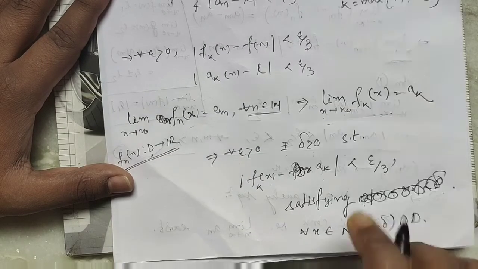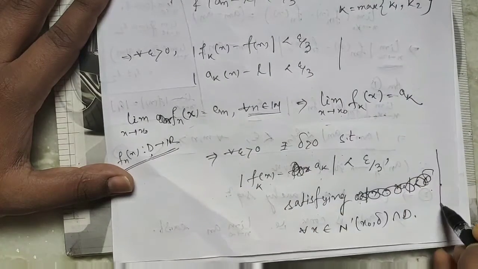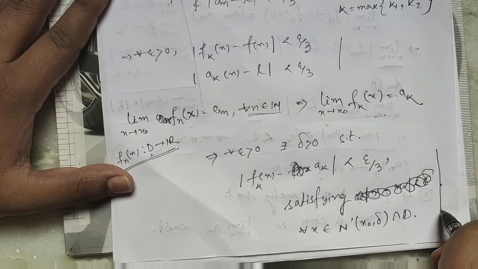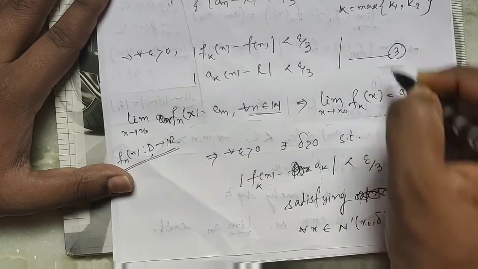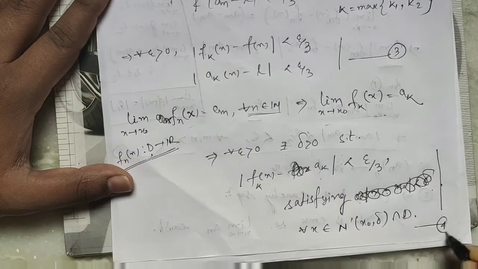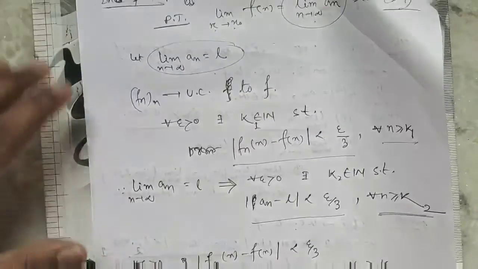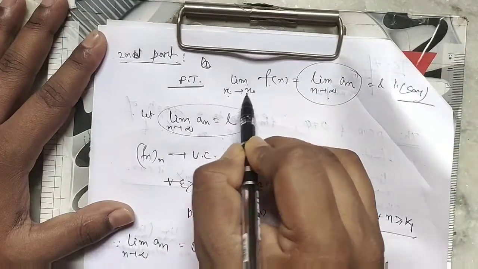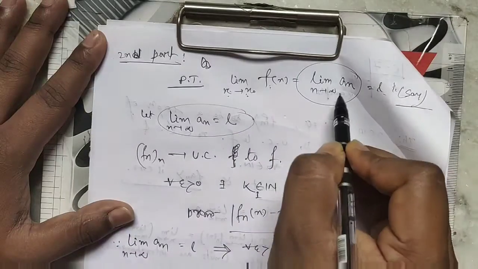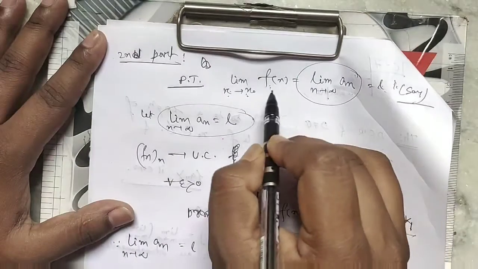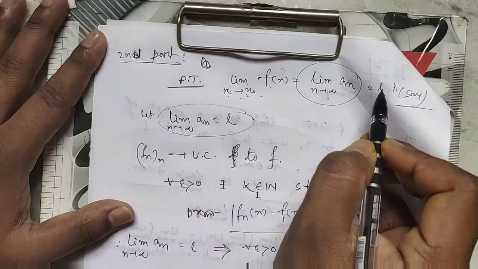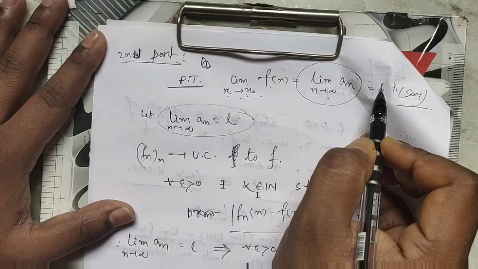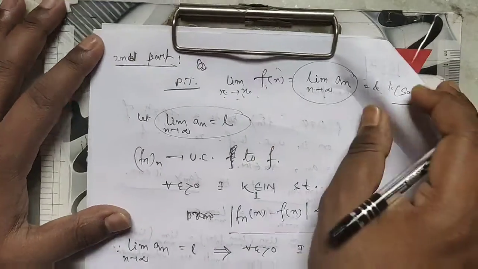Okay, now we combine this and this. These are 3, this is 4. So we have to prove that limit x tends to x0 f(x) equal to L. We take this as L. Limit x tends to x0 f(x) equal to L. So mod of f(x) minus L is less than epsilon.